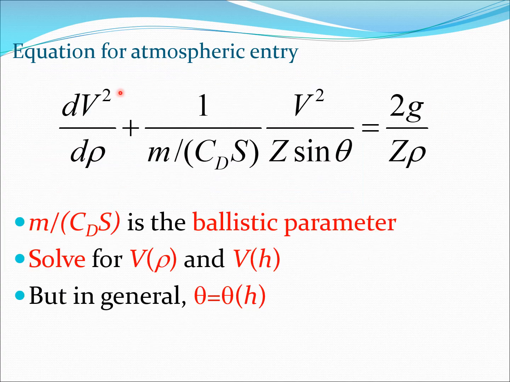So again, I have just written this equation here, and now we know that this value m by C_D S is known as the ballistic parameter, and for this equation we can solve for different values of V and h. So essentially you can see here, but what happens is that it's actually not as simple as it seems, because in general theta is a function of h. So you will also need the first equation involving lift to solve it, and this is given in many books on space mechanics. We are not going to try to solve the general situation because that can be done using numerical methods and so on. Instead, we are going to try to solve a special case and get some physics out of this equation.